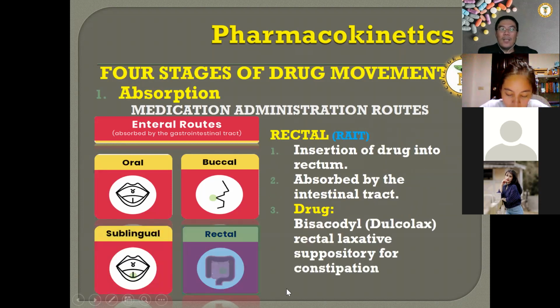So rectal. In rectal, you will just remember RAIT. Sir, what do you mean by RAIT? R, obviously rectum. Tapos AIT, absorb intestinal tract. RAIT. So the common drug that we have is Dulcolax. Familiar tayo sa Dulcolax. Bisacodyl or Dulcolax. This is a rectal laxative suppository intended for constipation.